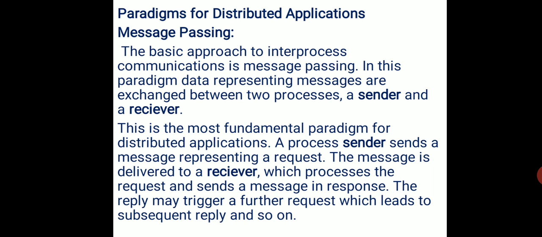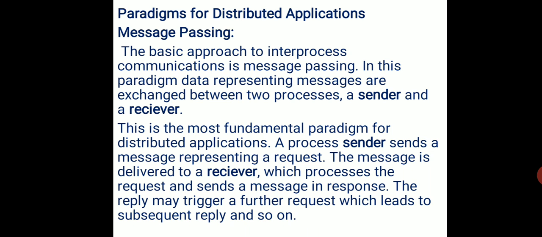Inter-process communication means communication from one process to another, and this is done through message passing. In this paradigm, data representing messages are exchanged between two processes, a sender and a receiver. This is the most fundamental and simplest form of paradigm for distributed applications.